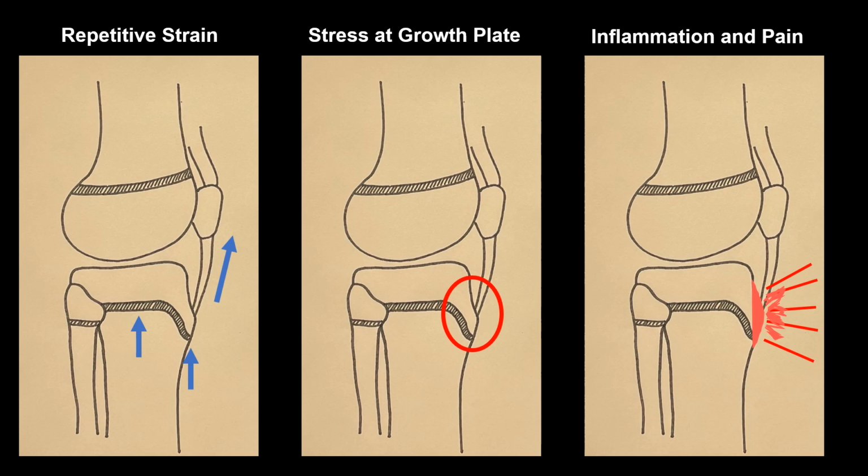Osgood Schlatter Disease most commonly occurs in kids during periods of rapid growth, when bones, muscles, tendons, and other structures are all growing. The added stress at the growth plate from active kids running and jumping can exaggerate the strain on the growth plate and lead to swelling and tenderness in the front of the knee, and sometimes pain with walking or even a limp.